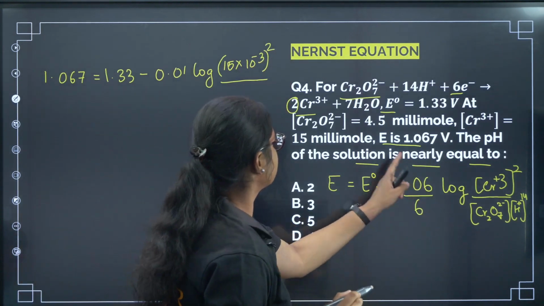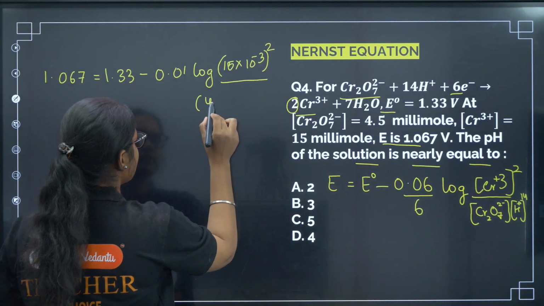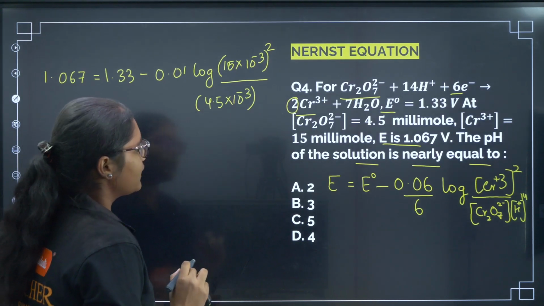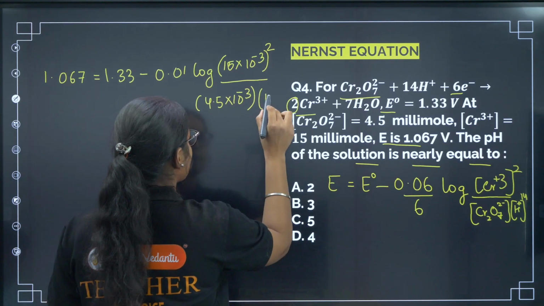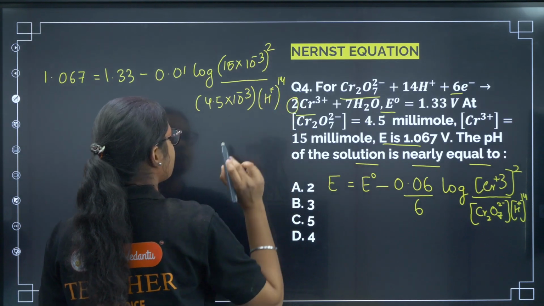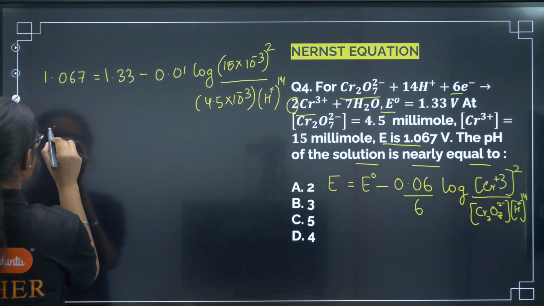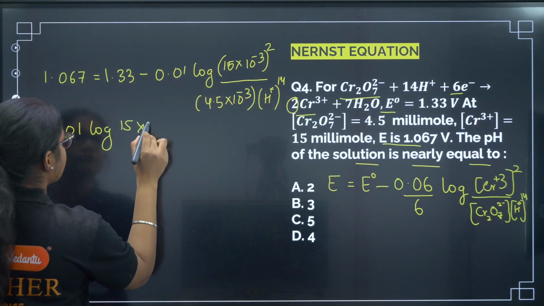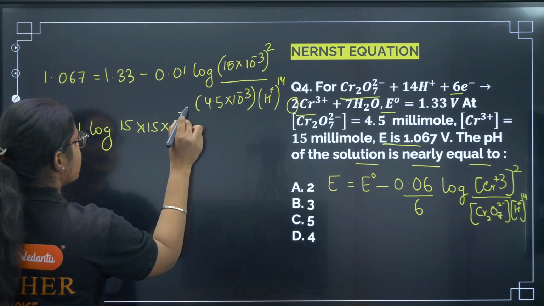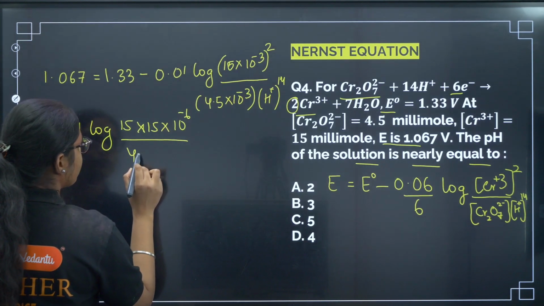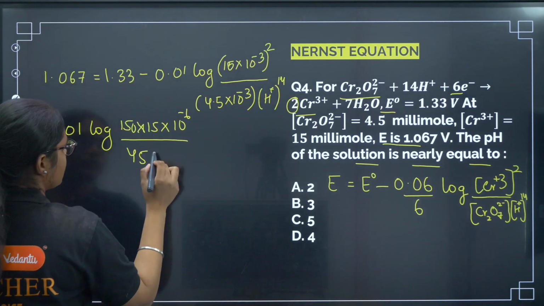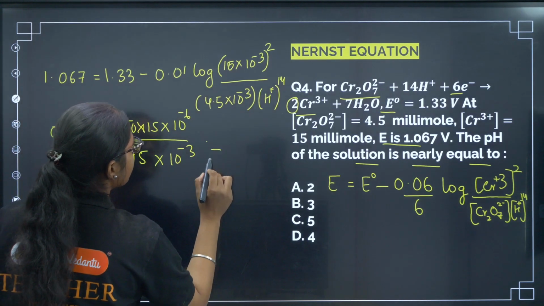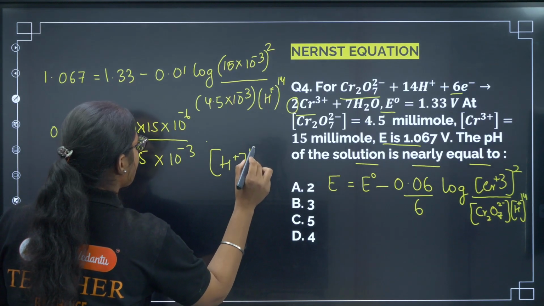by the Cr2O7 concentration, which is 4.5 into 10 to the power of minus 3, right? Then we have H plus concentration to the power of 14, okay? So now you can solve this one. 0.01 log of, I can write 15 into 15 into 10 to the power of minus 6 by 4.5. So I'll write it as 4 into 10 to the power of minus 3. Then we have here H plus to the power of 14.